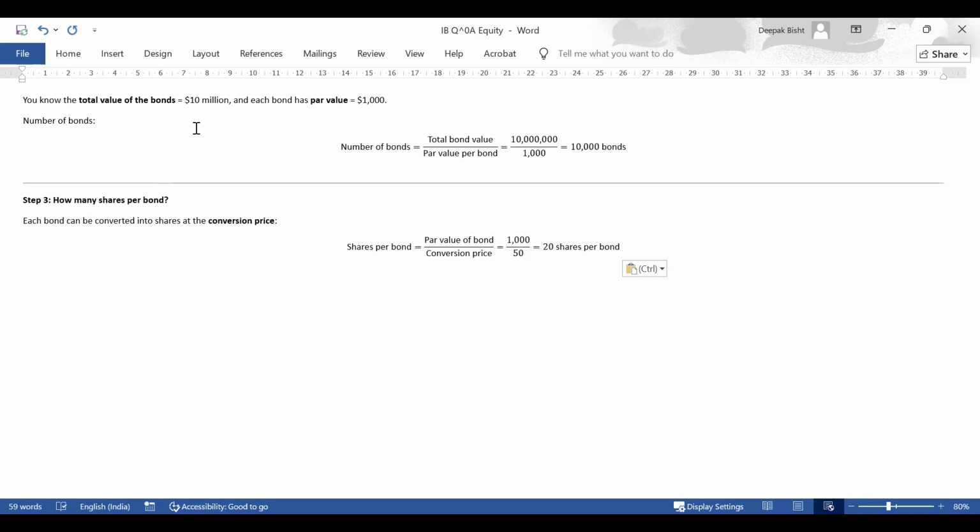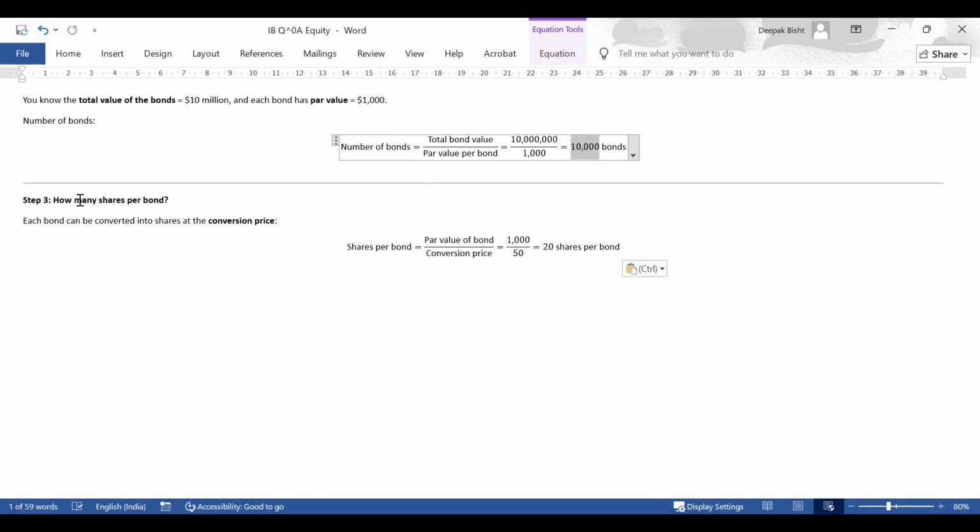So how do we calculate? We have a total bond value of 10 million, and each bond has a value of 1,000. So how do we calculate the number of bonds? We will divide 10 million by 1,000. So we have 10,000 bonds.